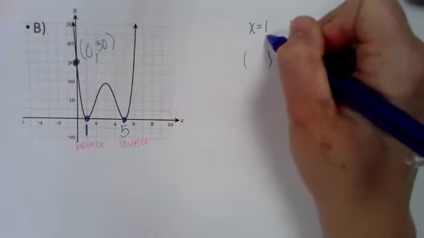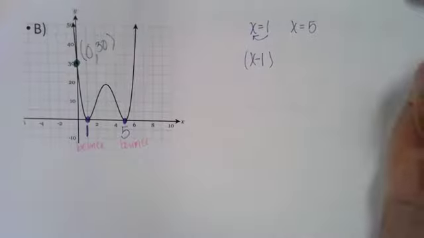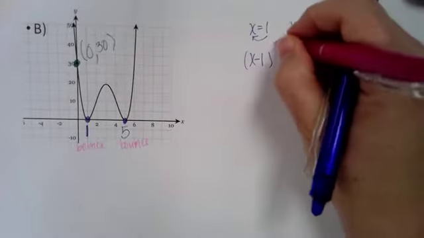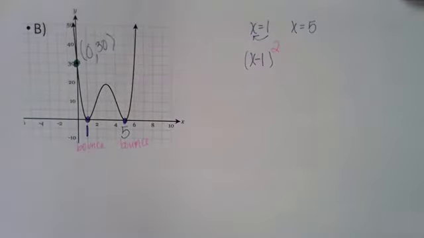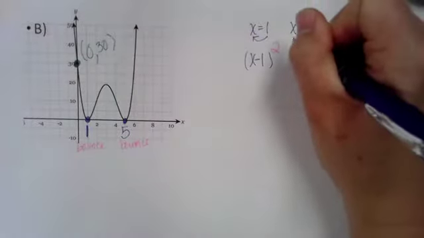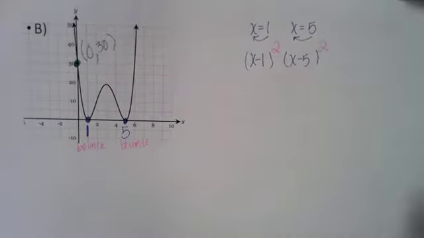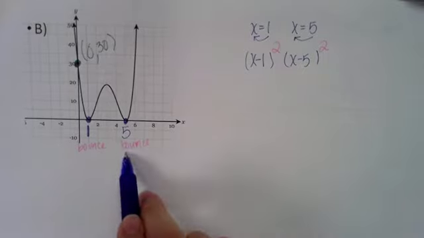What's the bubble form? X minus 1. Good, and I heard that that needed to be squared. Why does it need to be squared? Because of the bounce. Very good. What's the bubble form of x equals 5? X minus 5, and it gets a squared because of the bounce at 5 as well.